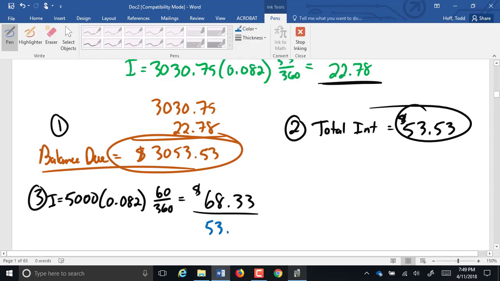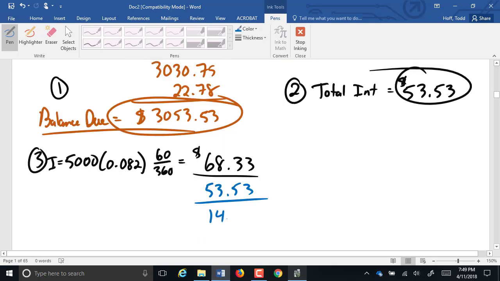So we subtract the 53.53 to get that they saved $14.80 in interest. What you got? Cool. One more problem to try.